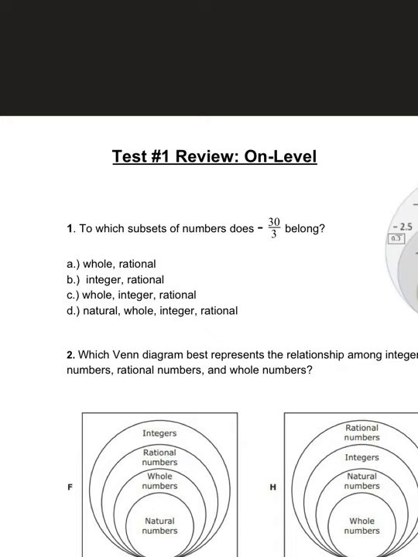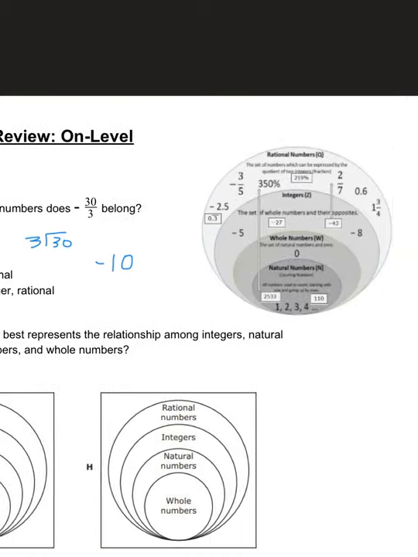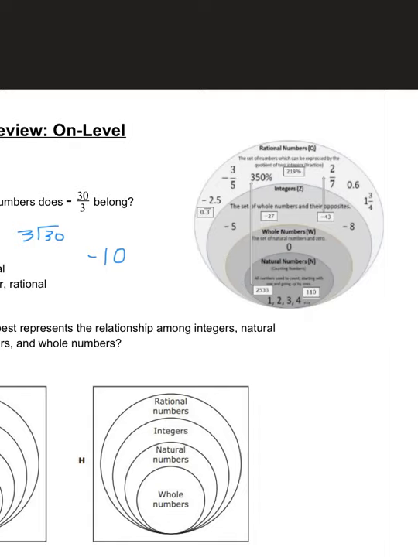Well, the first thing you're going to need to do is convert that fraction into a decimal. And to do so, you're going to divide. So if we divide, you can either set it up and divide it, or just think 30 divided by 3 is 10, put that negative on there, so you'd have negative 10. Now, which is the most appropriate group for it to fit in on the diagram?